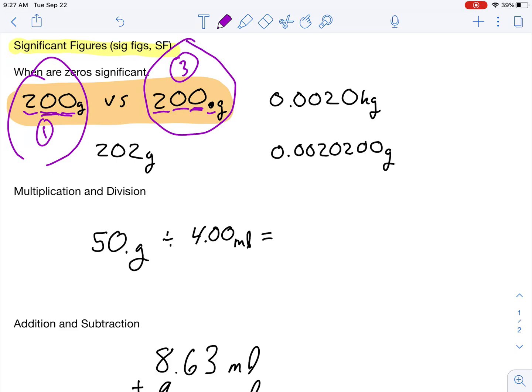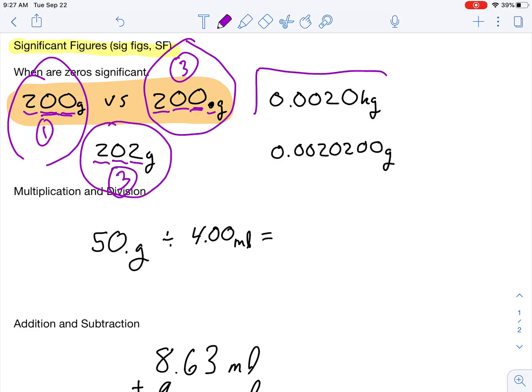Over here, with that decimal, it is a measured amount, so I can reliably say that those zeros are truly zeros. This example here shows a zero in between non-zeros. Zeros in between non-zeros are significant. They are measured. So all 3 of these are significant, and I would have 3 sig figs there.